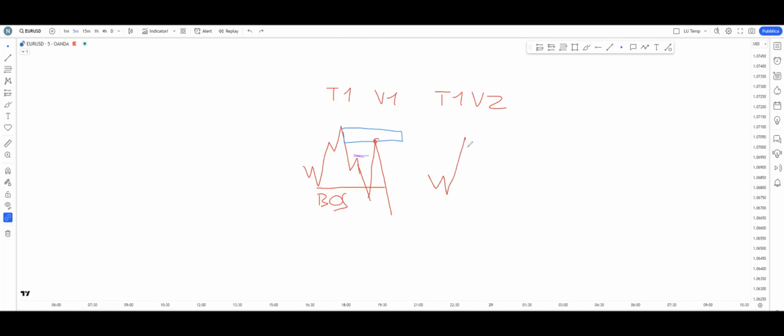Then the other one is that the BOS happens after the overall break of structure. So the trap is being made after the overall BOS. Then we can take, let's say, some short out of here targeting the low at. Those are the two variations that I talk about when I talk about T1, because they are simply the only two ways that this trap can be forming.